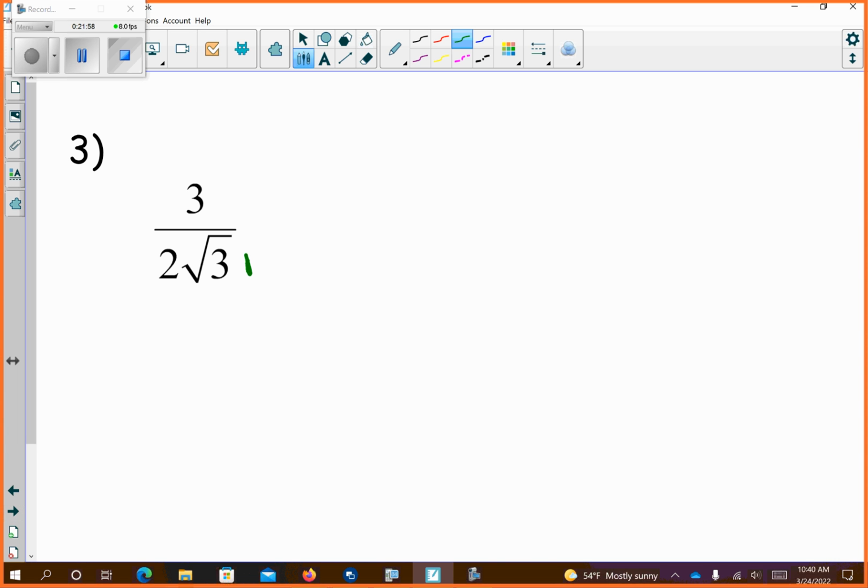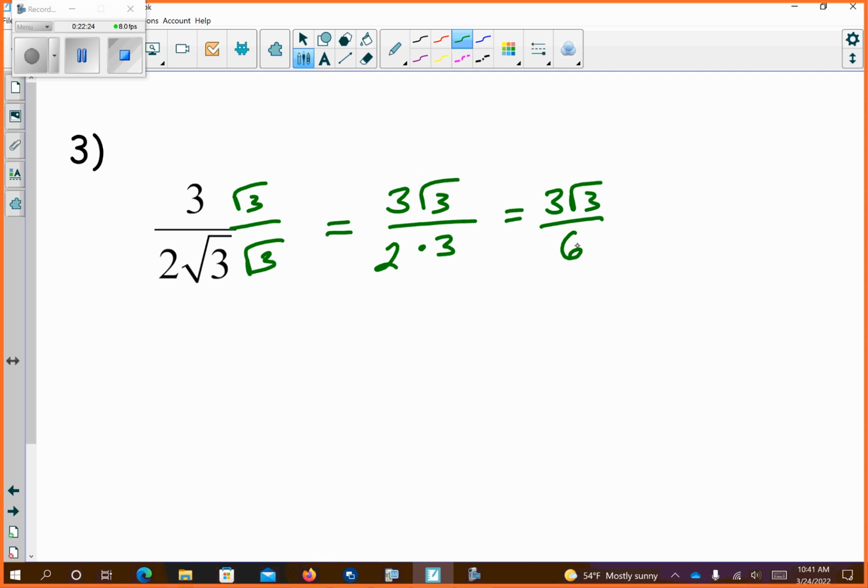Root 3. Okay, so on top, I'm going to get 3 root 3. I'm happy about that. On bottom, the 2 comes along for the ride, and root 3 times root 3 would come out to be what? 3. Because root 3 times root 3 is root 9, square root of 9 is 3. And then this is going to give me 3 root 3 over 6.